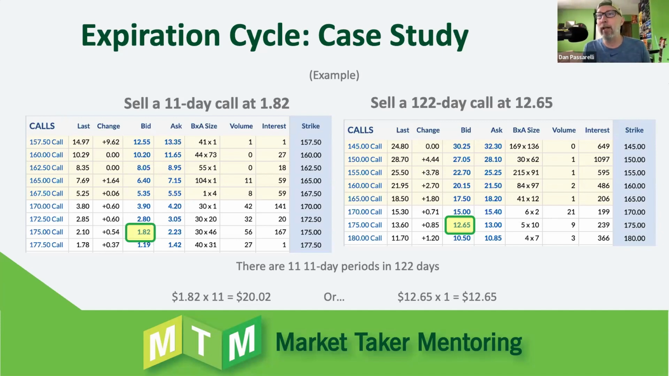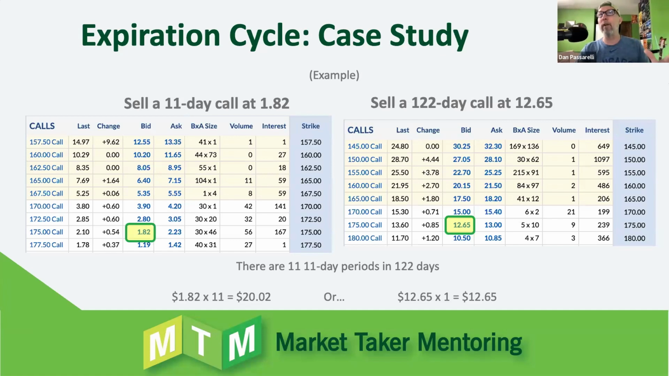There are 11-day periods in 122 days. So if every 11 days I rolled, now don't get me wrong, with expiration days there's a little bit of a mathematical fudge factor here, but I just took the screenshot yesterday. The concept's the same. If I just sold 11-day options or 7-day options or 14-day options instead, and then rolled them every 7 or 11 or 14 days, if I sold 11-day options in a row at $1.82, I'd make $20.02 instead of, with one 122-day option contract, only $12.65. I actually make more selling a series of shorter term options instead of one longer term option.